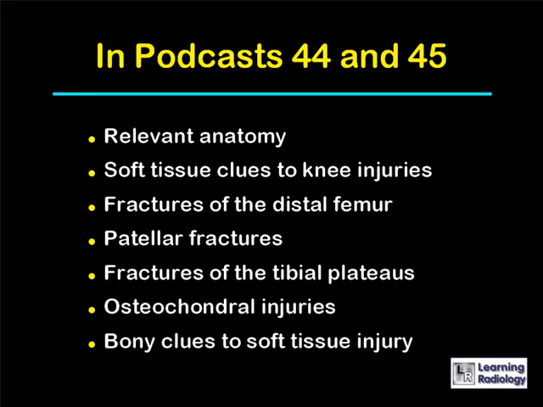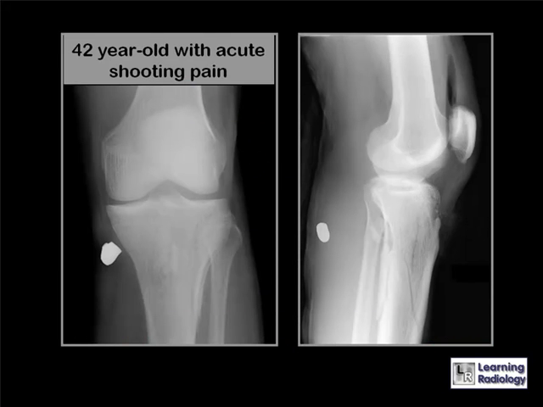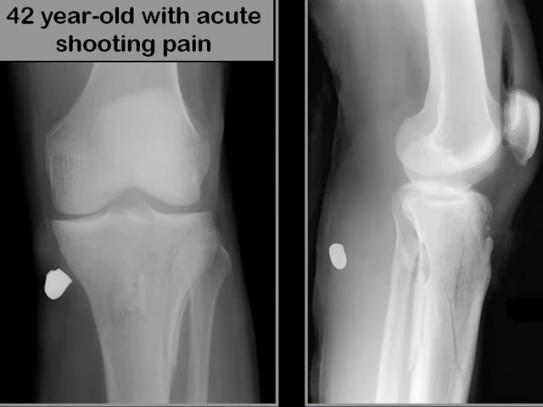In podcasts 44 and 45, we learned some of the relevant anatomy of the knee, soft tissue clues to knee injuries, fractures of the distal femur, patellar fractures, fractures of the tibial plateaus, osteochondral injuries, and bony clues to soft tissue injury. Now it's time for your mini quiz. Be ready to pause your MP3 player or computer. This is a 42-year-old with acute shooting pain in the knee. What do you see?